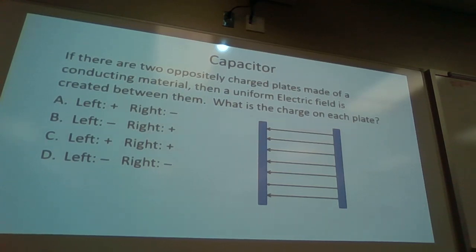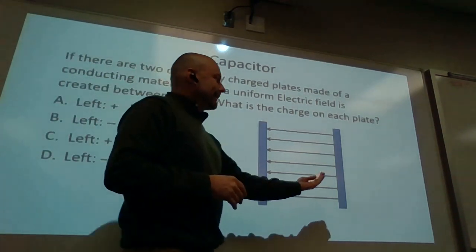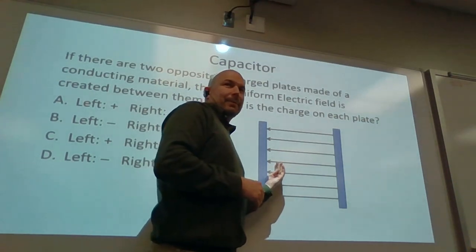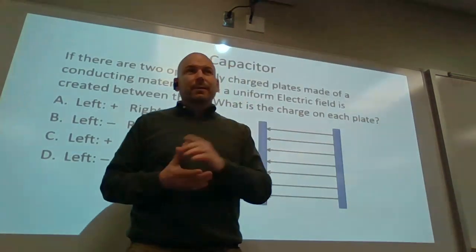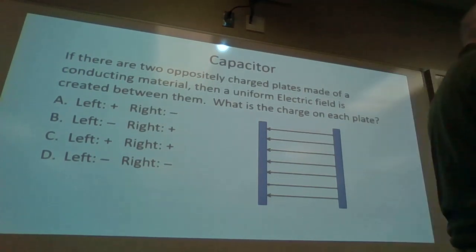Tell your neighbor. Correct answer is: electric field lines go out of positive into negative. Correct answer is B. JP, great question.